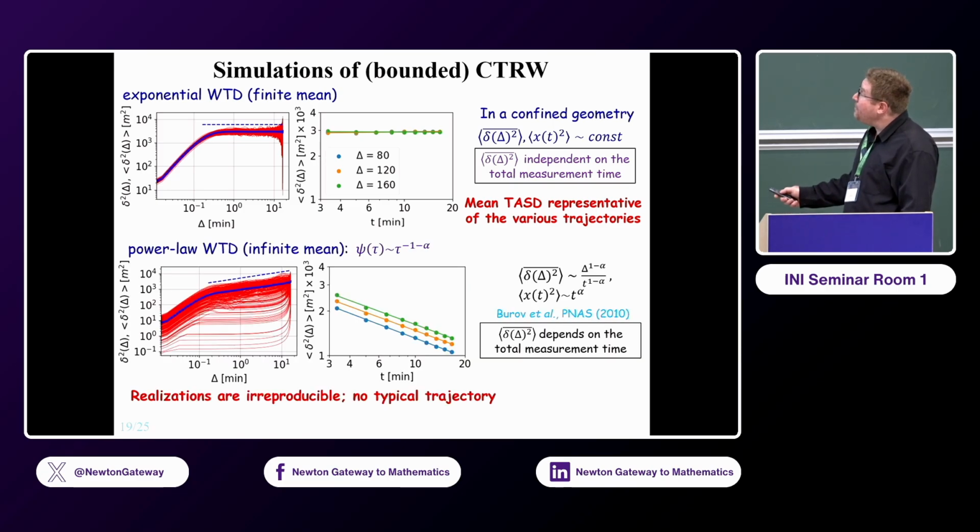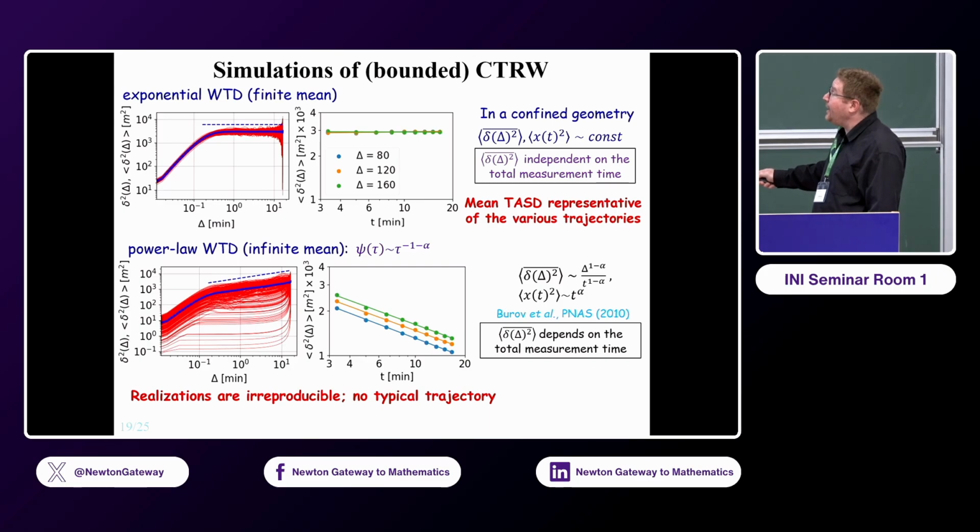What happens when the mean of the waiting time distribution is infinite? For example, when taking this distribution with alpha smaller than 1. So what you see is that trajectories are all over the place.